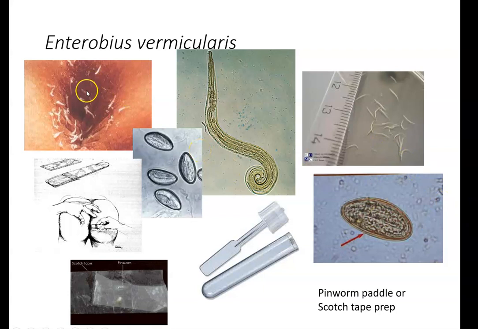So these eggs are notoriously known as a flattened football. It's got the oblong shape, but it's got a flatter side on one side than the other. I think it looks like one of those ciabatta rolls, the football rolls, but with the flat side and it's only half raised. That's what I think of. The pinworm paddles are super nice to get, but a lot of places don't do that because it's a whole lot cheaper just to use cellophane. But pinworm paddles are sticky on both sides.